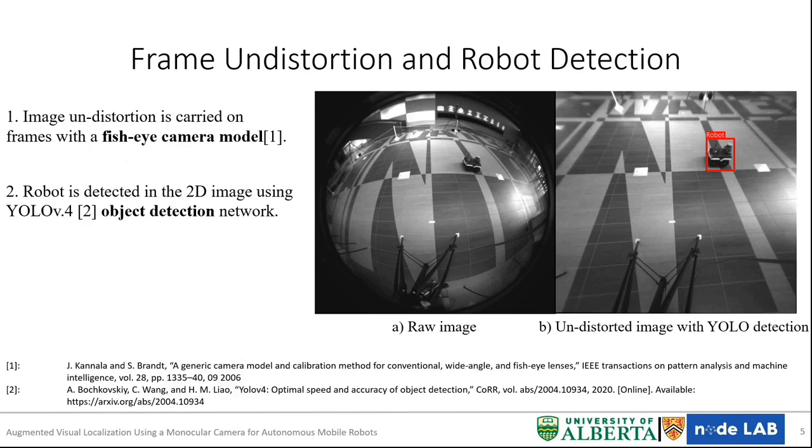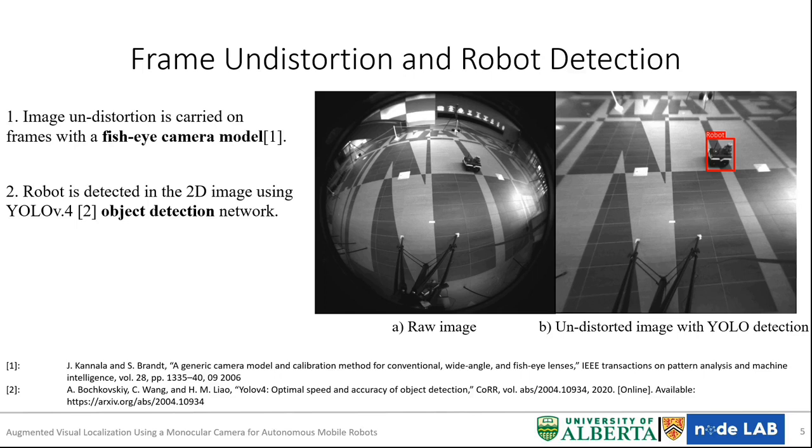Because we are using the fisheye lens to increase the field of view, the main disadvantage with this choice is the heavily distorted frames. So the first step for working with this kind of distorted data is to undistort the frames, which we do using the fisheye camera model. The second step is to actually locate the robot with an object detection algorithm, namely YOLO, to see where the robot is in the 2D frame and then try to recover the 3D location of this robot.